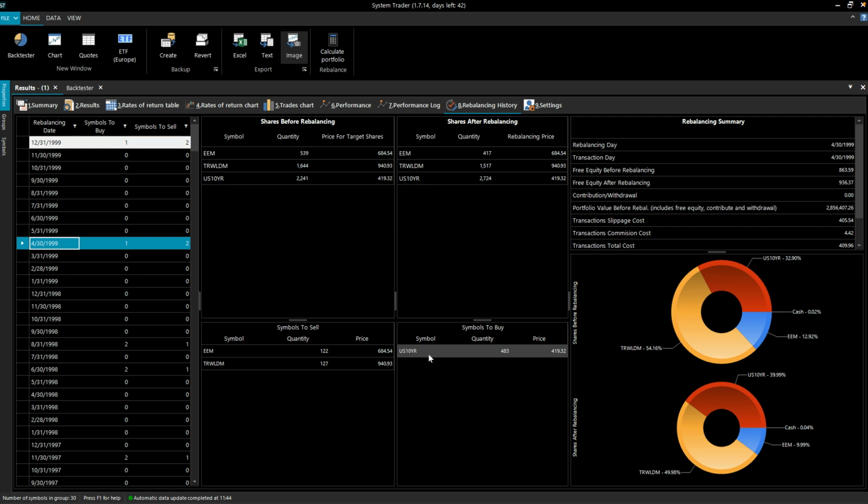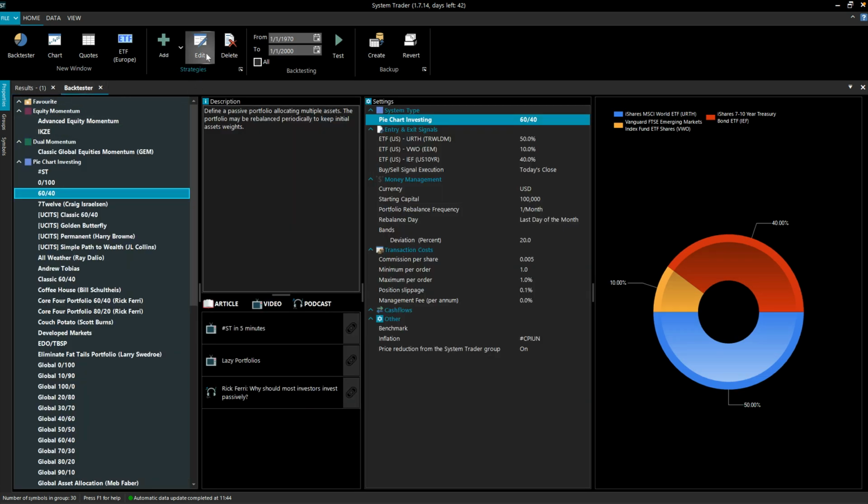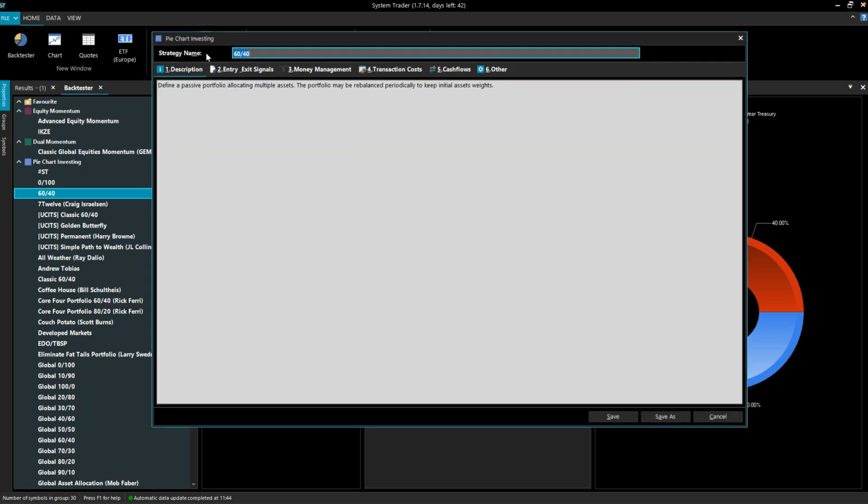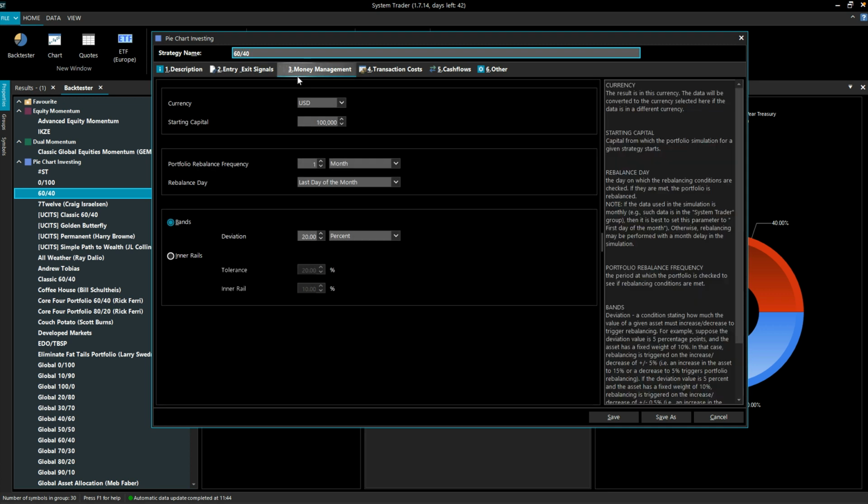So again, this is before rebalancing and this is after rebalancing. After rebalancing, we can see that we have again 40% of bonds in our portfolio. And this is basically the whole idea. But let's go a bit deeper into that. So let's go into that portfolio and see what the possibilities are for us to set the strategy for rebalancing.